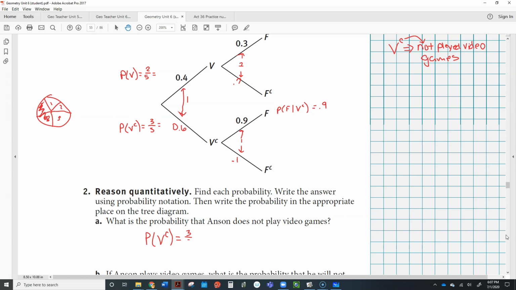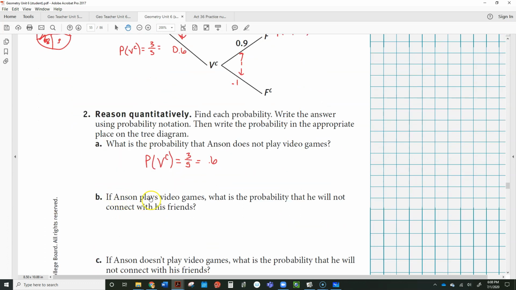It was 3 out of 5. We went back to the spinner, and that came out to be 0.6. And then I pointed out that 0.6 and 0.4 added together to be 1, because those are the only two outcomes from spinning the spinner. If we had a different outcome from spinning the spinner, then we would have another of these things, and then all three of them would have to add up. So the total number of outcomes that you have, the probabilities have to equal 1.